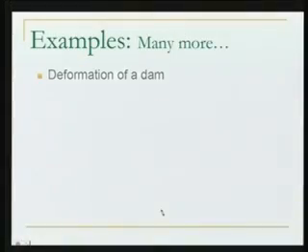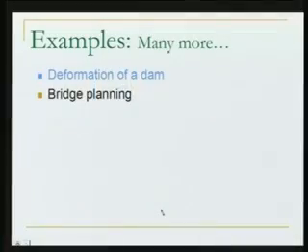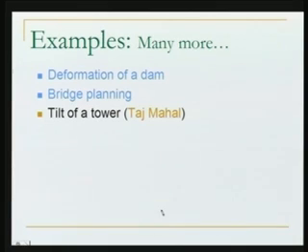There are many more examples. I will not go into the details of all of these, but there are many more. Deformation of a dam: a dam gets deformed with the water upstream. So we need to measure it, because if the deformations go more than a certain value, what will happen? The dam may fail. Bridge planning, as in the case of the road. This is very interesting.